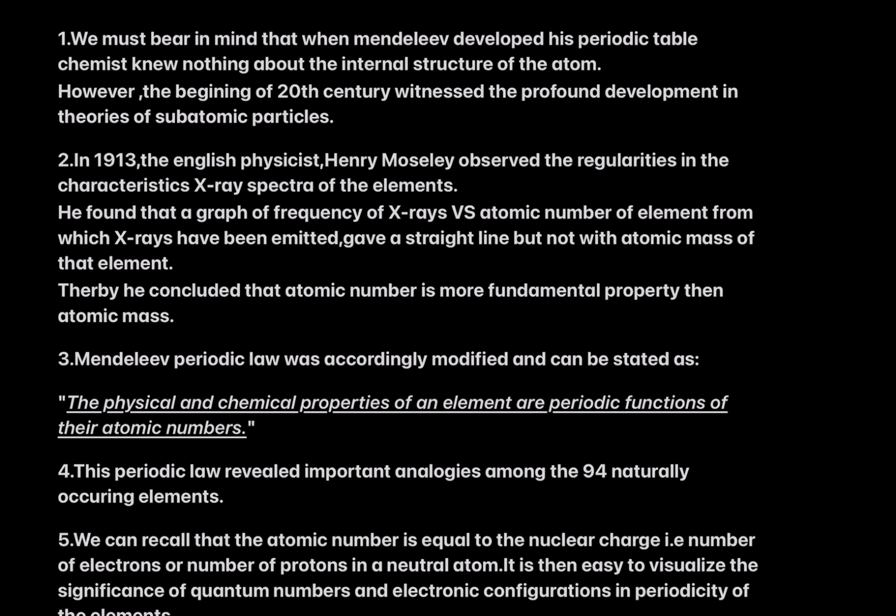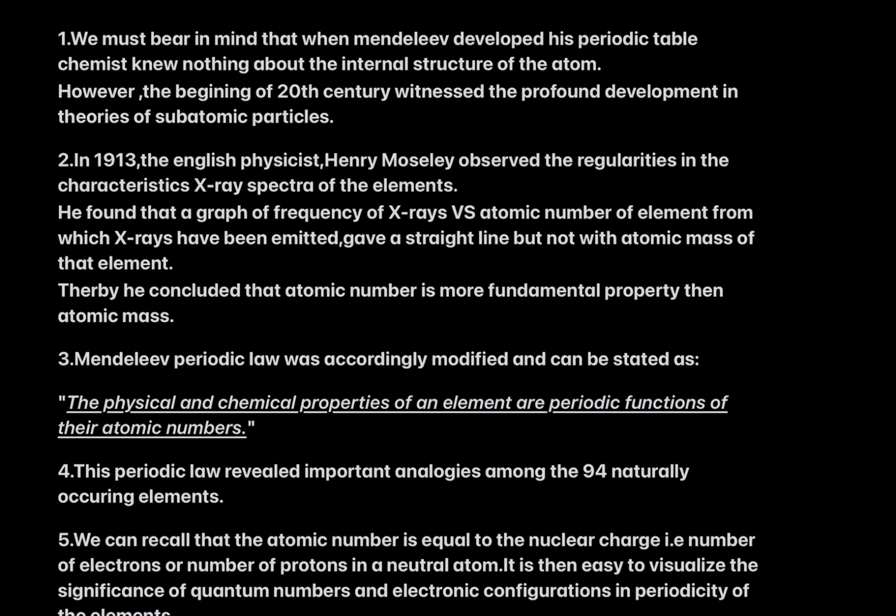Now let's come to the third point. Mendeleev's periodic law was accordingly modified and can be stated as: the physical and the chemical properties of an element are a periodic function of their atomic numbers, not the atomic masses. Now let's come to the fourth point. This periodic law revealed important analogies among the 94 naturally occurring elements.